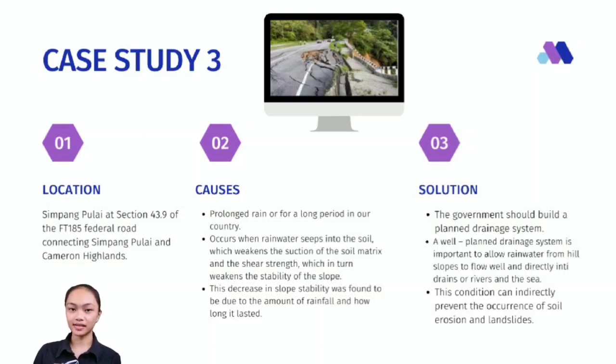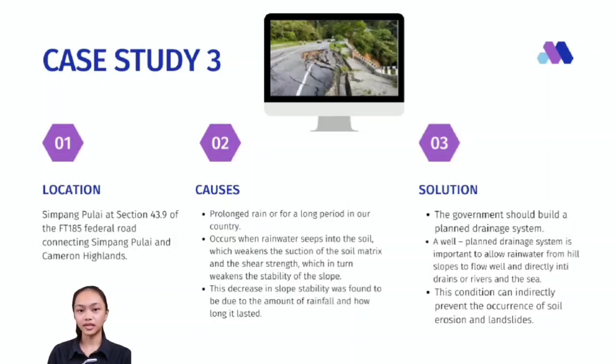Next, I will talk about case study 3. This slope failure is located at Simpang Pulai at section 43.9 of the FT 185 Federal Road connecting Simpang Pulai and Cameron Highlands. The cause of the slope failure at this location is prolonged rain, or rain for a long period in our country. This occurs when rainwater seeps into the soil, which weakens the suction of the soil matrix and the shear strength, which in turn weakens the stability of the slope. This decrease in slope stability was found to be due to the amount of rainfall and how long it lasts.